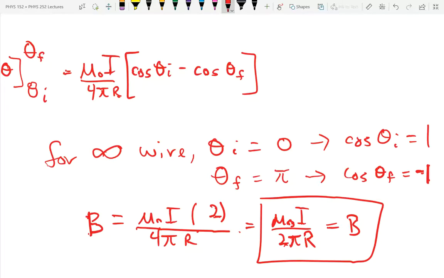Well, we have 2 things that you can have. You have Ampere's law and the Biot-Savart law.